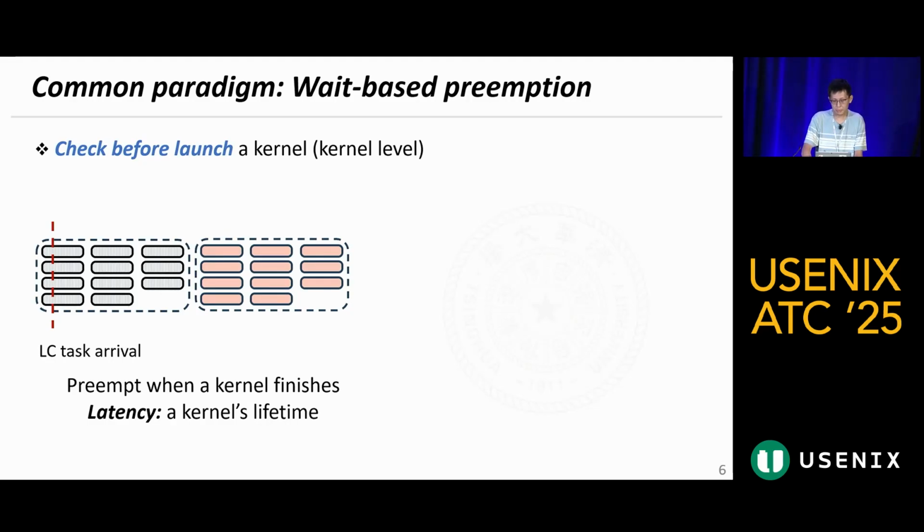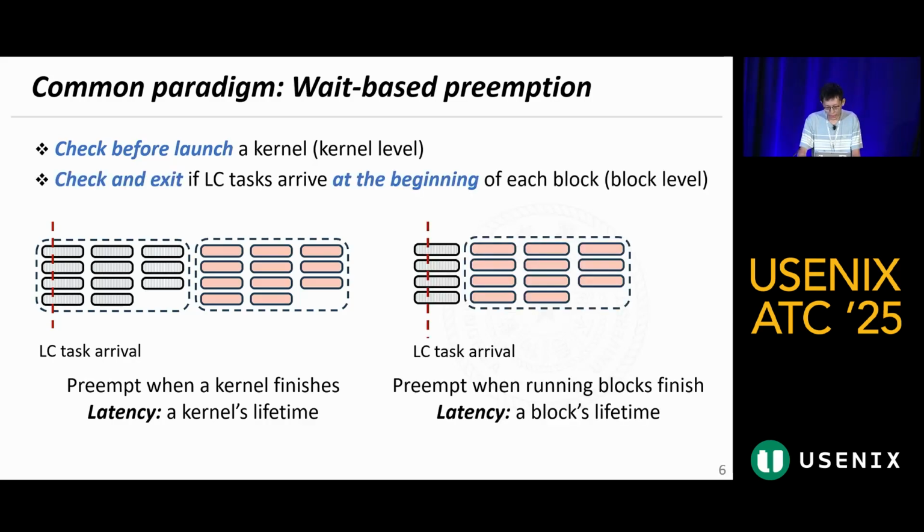The first is the wait-based approach. A typical method is to sequentially execute each kernel, checking before launching each kernel. However, if the GPU is currently executing a kernel, the LC task must wait for the running kernel. And, as we have introduced just now, kernels are executed on the GPU in waves. So another way is to modify the kernel code to check if there is an LC task before each block is executed. When LC arrives, the blocks exit directly. This makes the preemption latency become the execution length of a block.